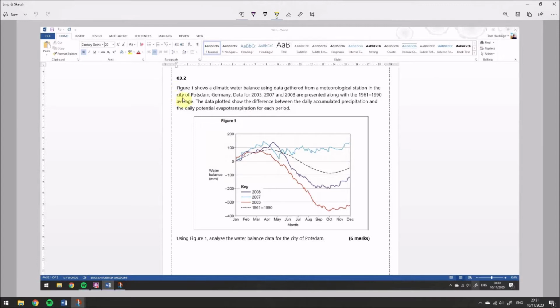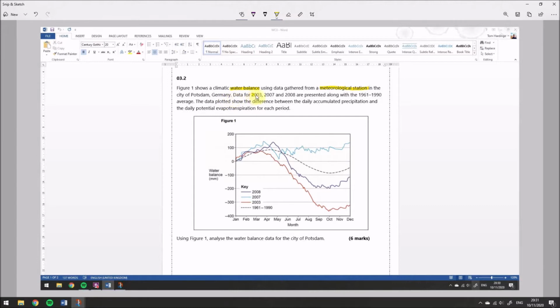It says figure one shows a climatic water balance. So it's important that we're considering what we mean by the water balance. Remember that balance between inputs of precipitation and outputs of evapotranspiration and runoff. We can see that this data has been gathered at a meteorological station or a weather station in the city of Potsdam, Germany. That's not really too relevant.